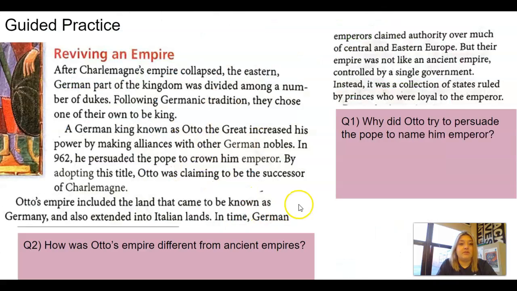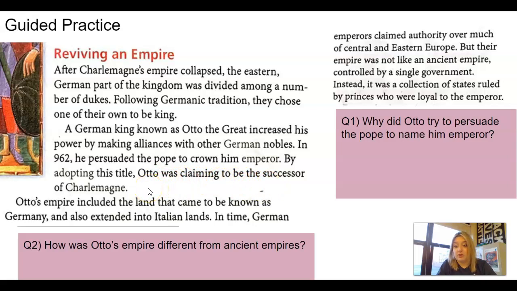All right, so let's start with some guided practice. After Charlemagne's empire collapsed, the eastern German part of the kingdom was divided among a number of dukes. Following Germanic tradition, they chose one of their own to be the king. A German king known as Otto the Great increased his power by making alliances with other German nobles. In 962, he persuaded the Pope to crown him emperor. By adopting this title, Otto was claiming to be the successor of Charlemagne.